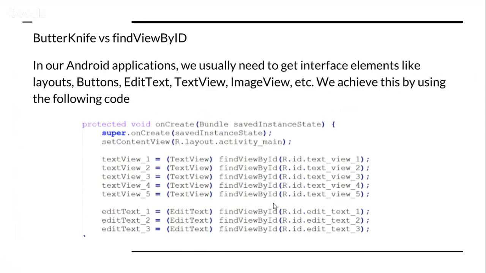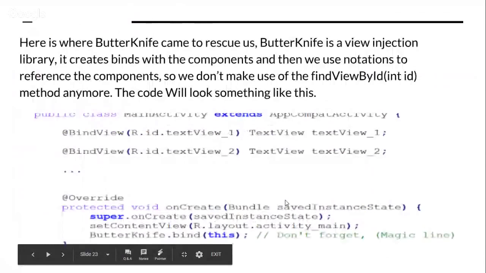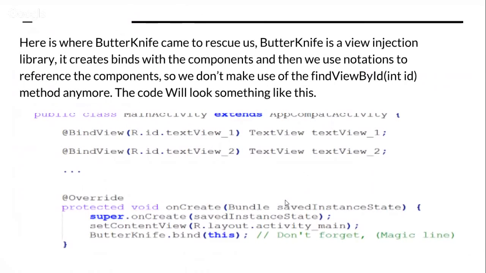Okay, so if you are using this long code, and if you are using Butter Knife, here is a Butter Knife that came to rescue us. So how do we use Butter Knife? Butter Knife is a view injection library. It creates a bind with the component, and then we use annotations to reference the component. So we don't make use of the findViewById method anymore.